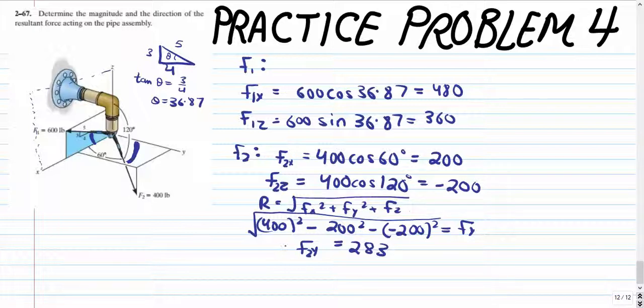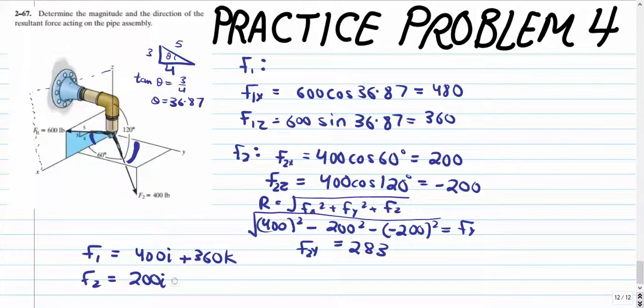Now that we have the components for each of the forces along all directions, we can simply write them in their Cartesian form, and then we can add them. So writing F1 in its Cartesian form, we have 480i plus 360k, while F2 is equal to 200i plus 283j minus 200k. And now we can just add these two.